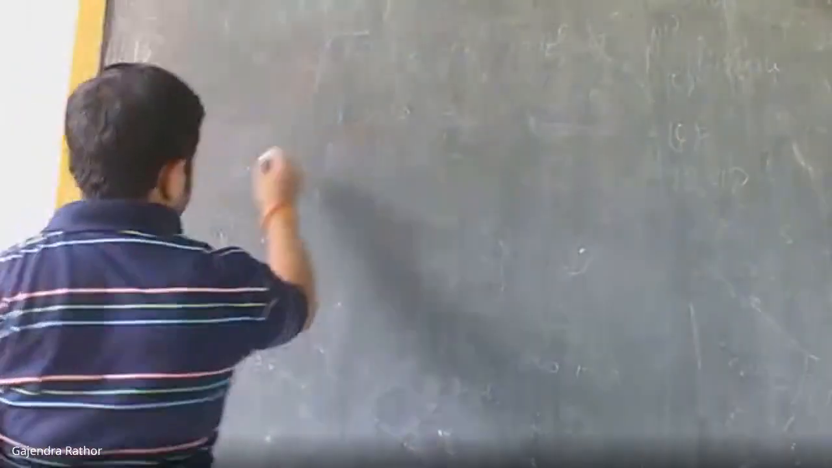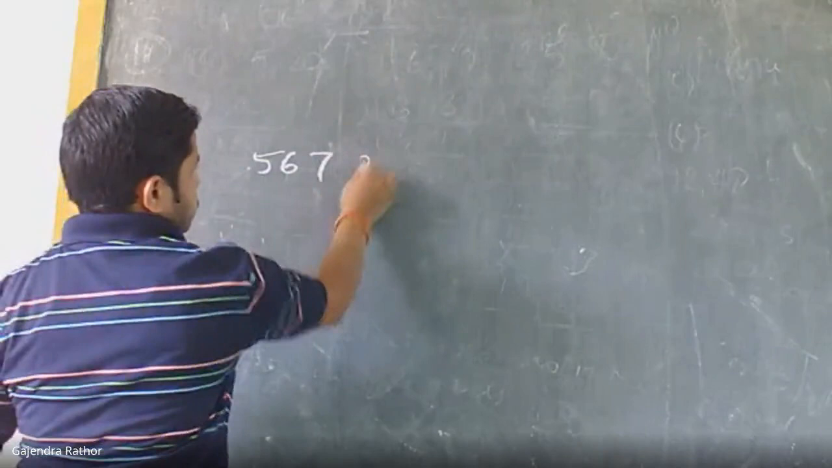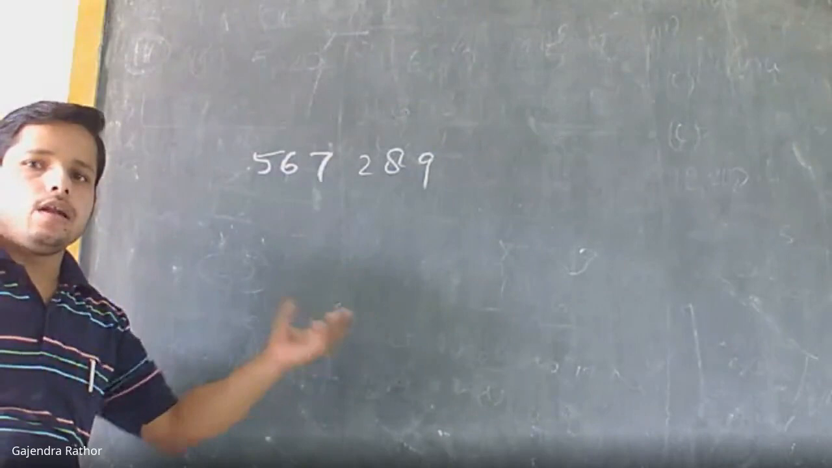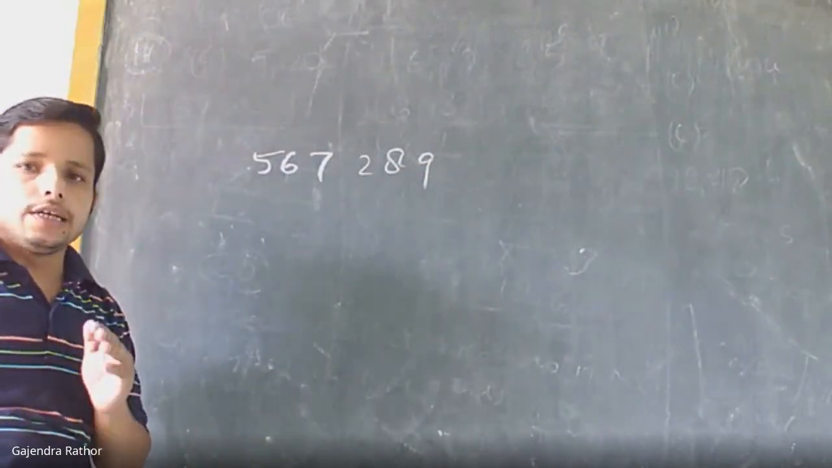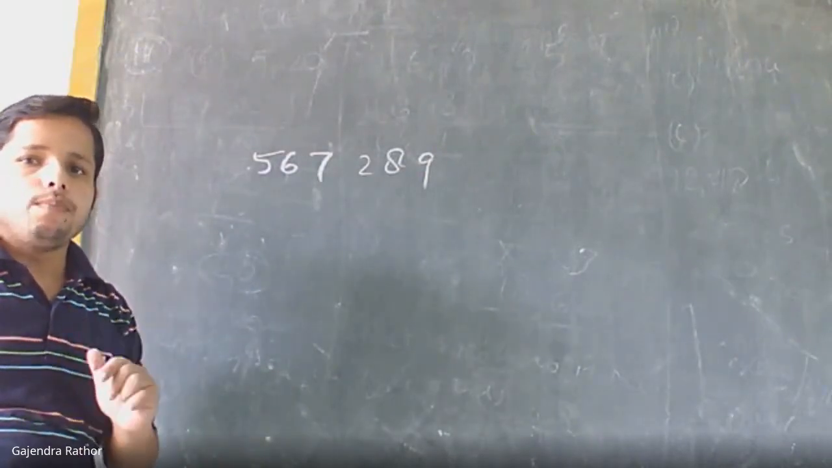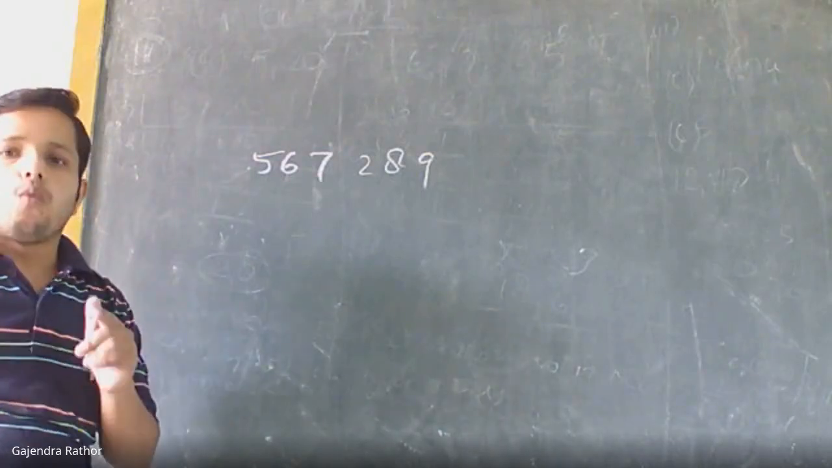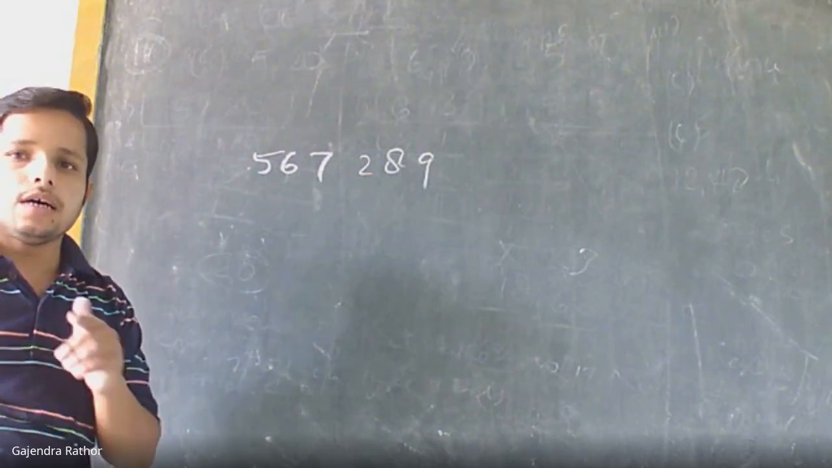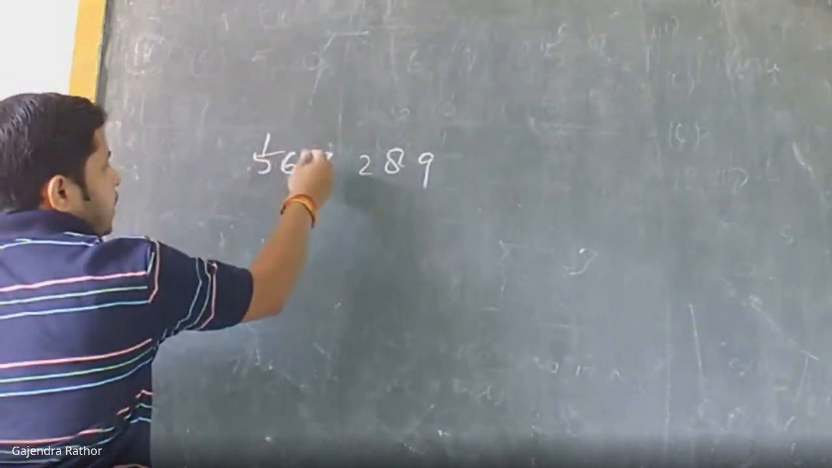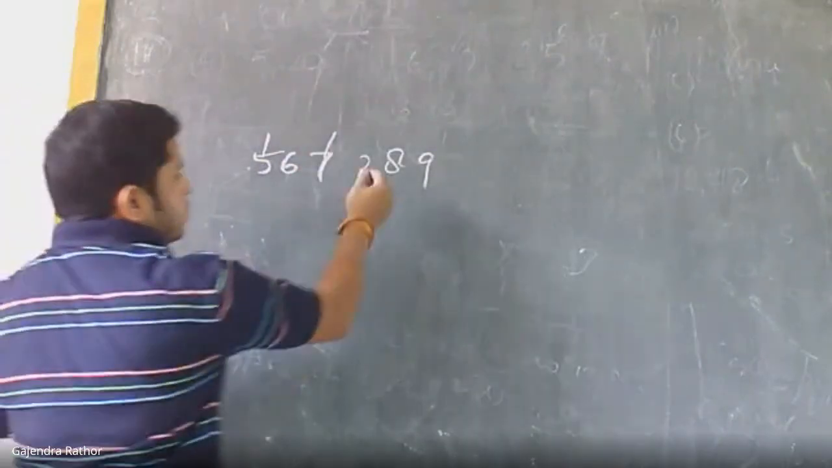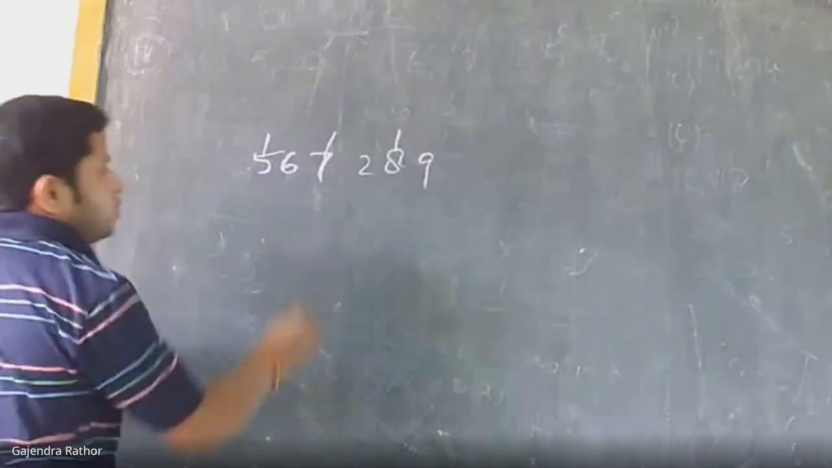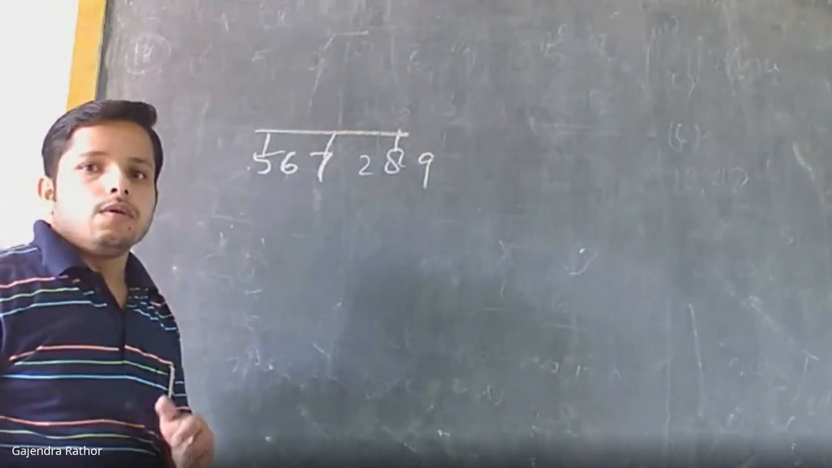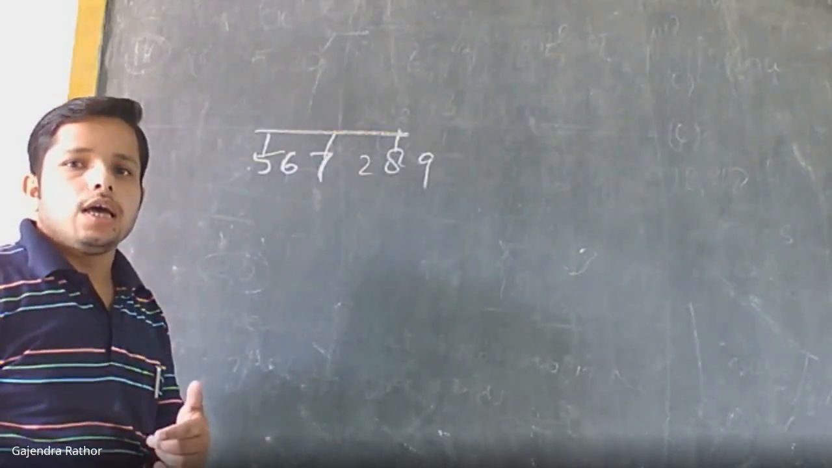For example, we have to check the divisibility of this number by 11. We find the sum of the digits which lie on odd places. Odd places means first place, third place, and fifth place. So this is first place, odd, this is third place, odd, and this is fifth place, odd. So we will find the sum of these numbers, and also we will find the sum of the digits which lie on the even places.